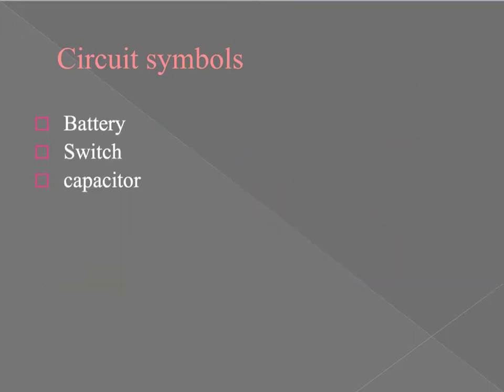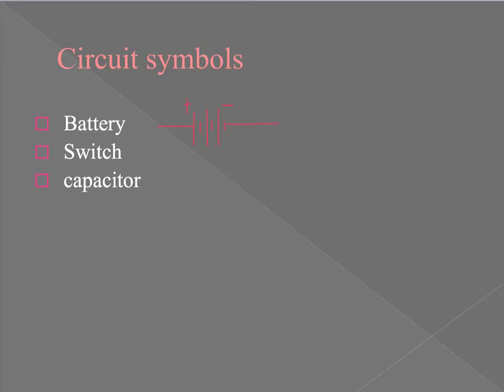The next three are a battery, a switch, and a capacitor. A battery symbol looks like this. You have the wire that comes to it, and then you have a big line and a little line. That would be one cell of a battery. You might have multiple cells, and you just keep alternating long and short sides, and then it continues on. The long side always represents the positive terminal, and the short side always represents the negative terminal.